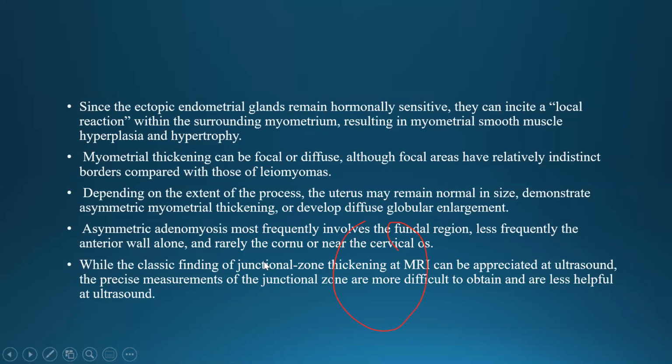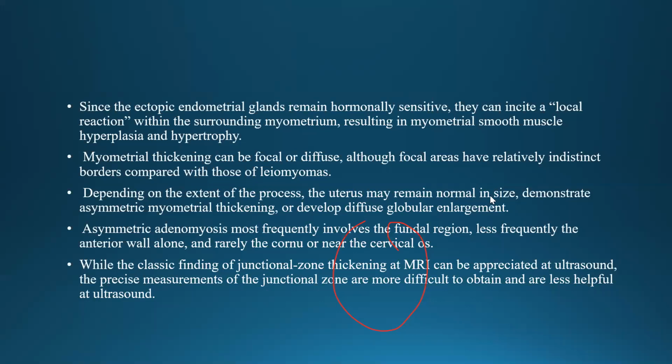So while the classic finding of the junctional zone thickening at MRI can be appreciated at ultrasound, the precise measurements of the junctional zone are more difficult to obtain and are less helpful at ultrasound. That's why I'm going to show you how to avoid this during the 2D and use other modalities such as the color Doppler and the 3D ultrasound to help you in the diagnosis of adenomyosis.